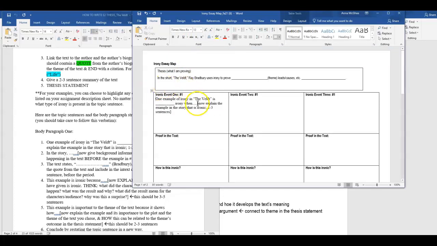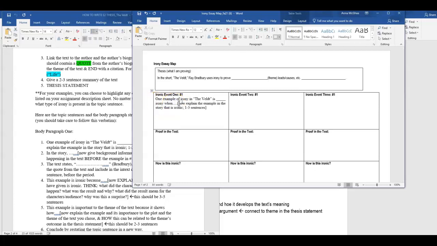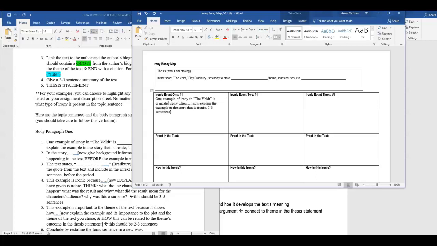All right, so one example of irony in The Veldt is blank irony. That means that you need to fill in this blank with either dramatic, situational, or verbal irony. Okay, so choose one of these to put in the box. Then explain the example in the story that is ironic.